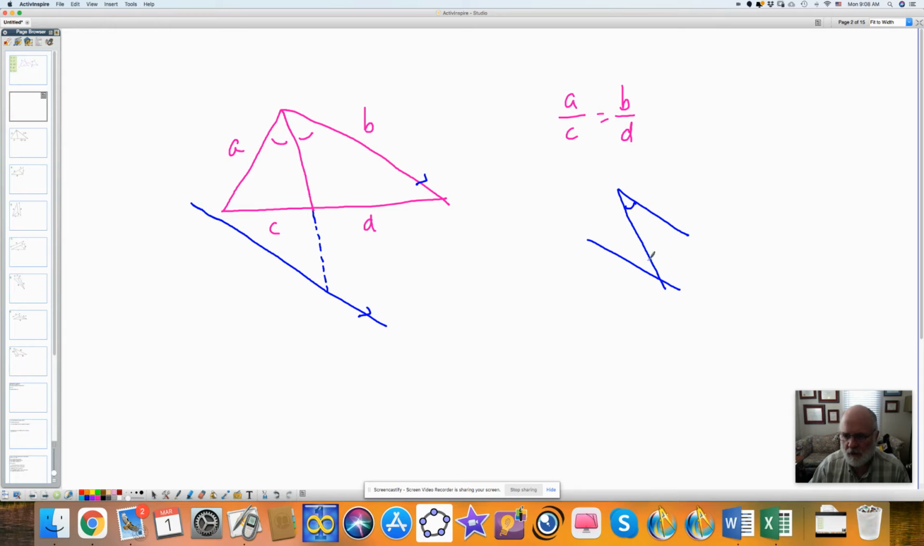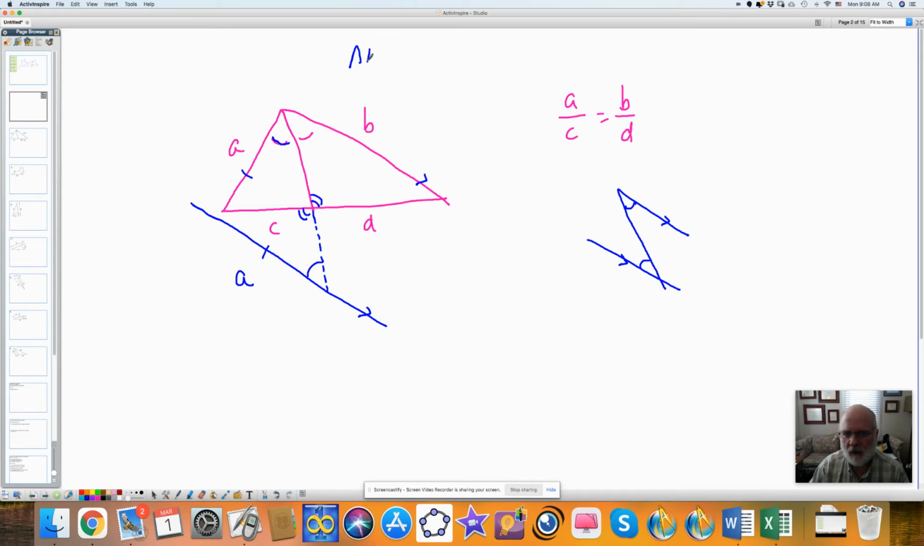So the alternate interior angles are congruent, so this angle would be the same as this one. Notice this is an isosceles triangle. Base angles are congruent. By the converse isosceles triangle theorem, that means that the two sides are congruent. This side is congruent to this one, so this would be the same as A. Notice also that I have vertical angles here in the middle, and they are congruent.